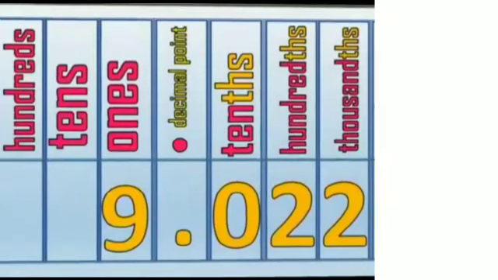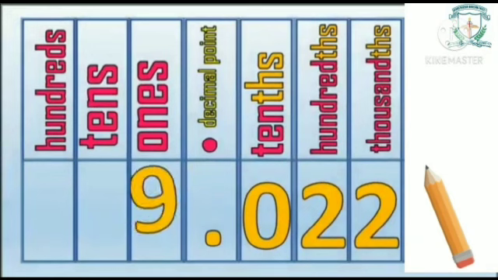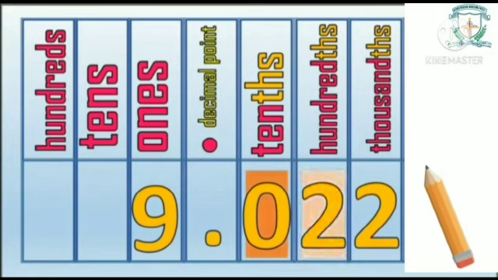Let us consider the decimal number 9.022. 9 ones or 9, 0 tenths or 0, 2 hundredths or 2 by 100, 2 thousandths or 2 by 1000.